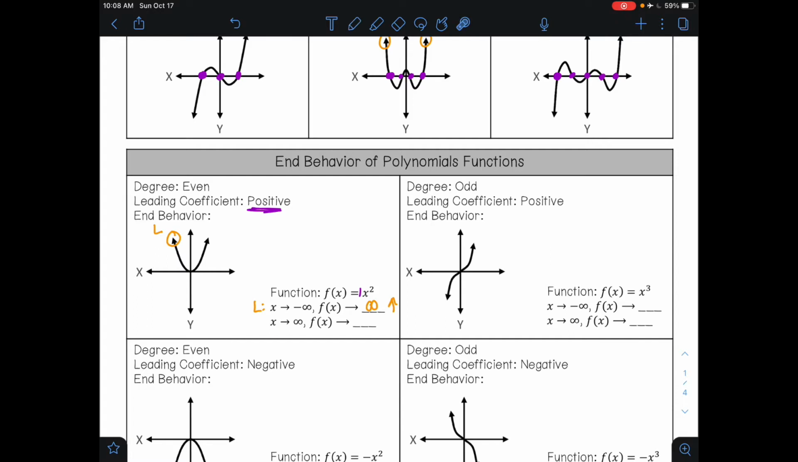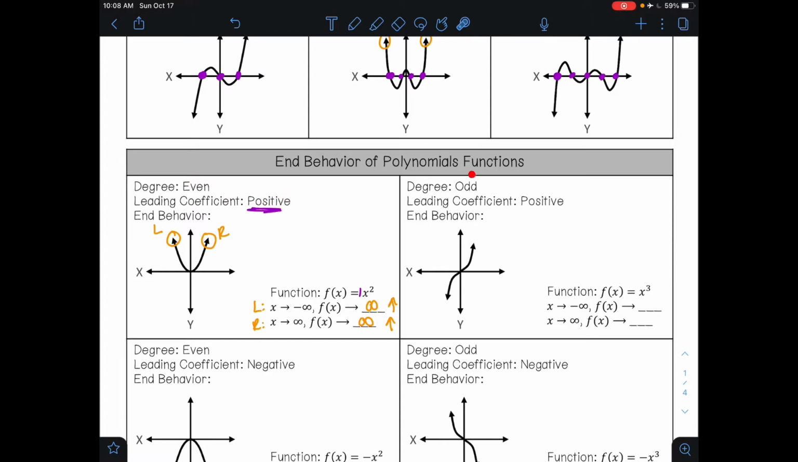Down here, as x approaches positive infinity, this is telling you to look where your x values are positive. Your x values are positive on the right side of your graph. So on the right side of your graph, that's over here, your graph is pointing up. So that is heading to positive infinity. This will be your end behavior whenever your degree is even and your leading coefficient is positive.